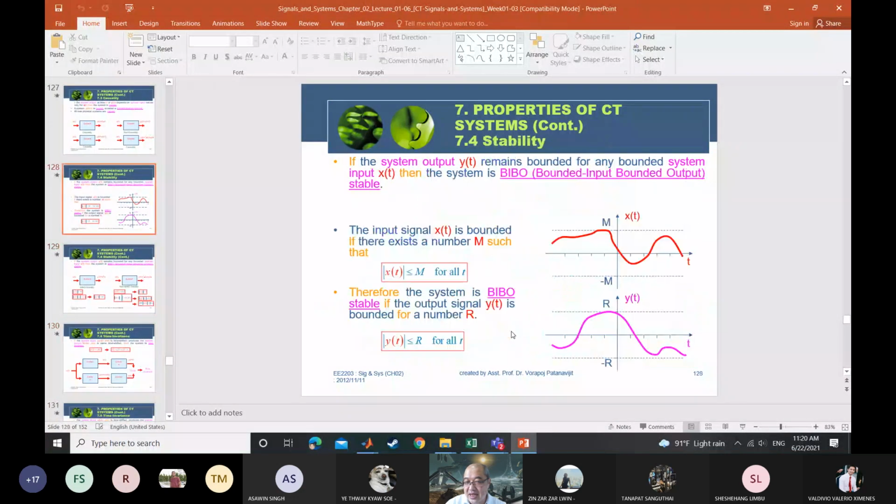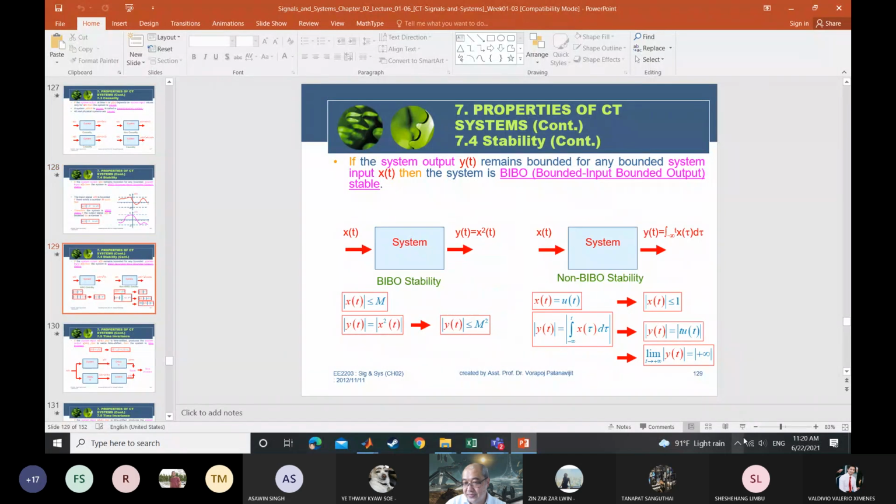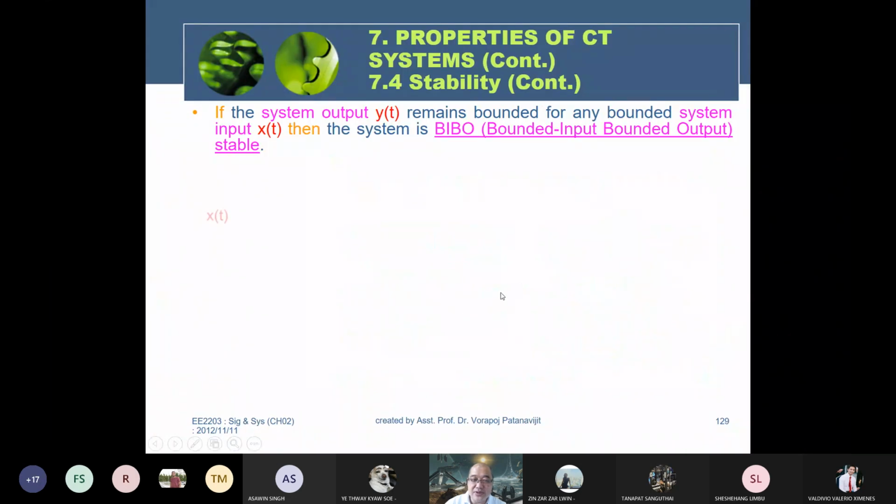Okay, we go back to the slide. Now, when I ask you whether the system is stable or not, you must prove it, following this example that I give to you.